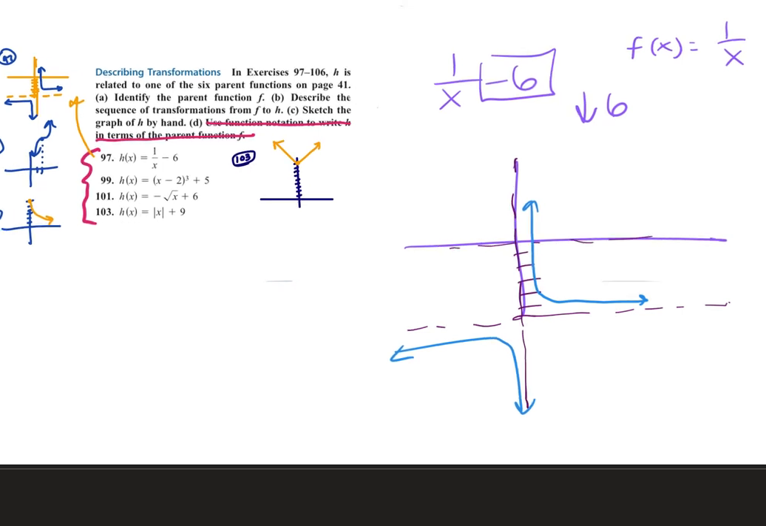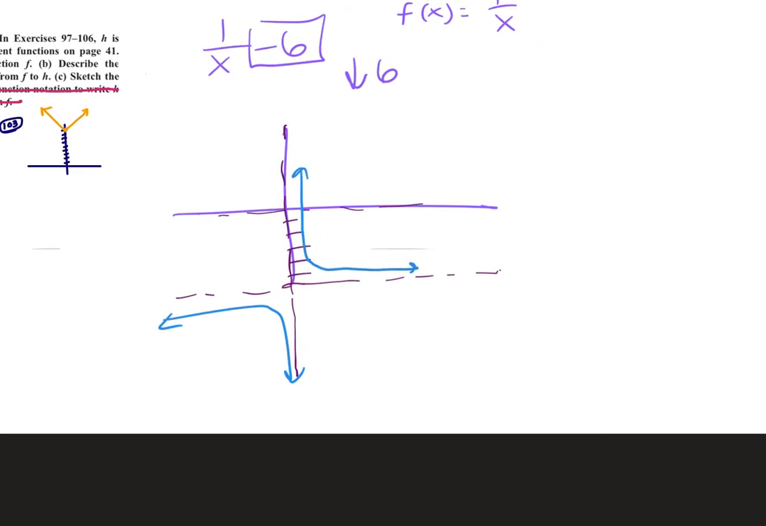If it wanted domain and range here, my domain starts and stops actually. It's negative infinity to 0 and then 0 to positive infinity. Range, negative infinity to negative 6 and then negative 6 to positive infinity.